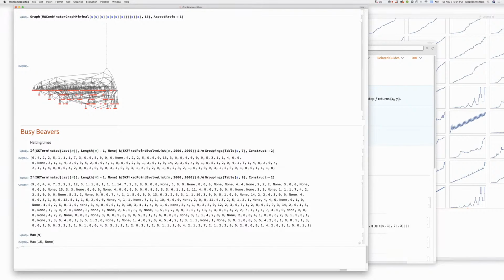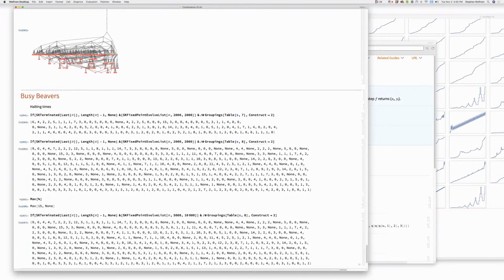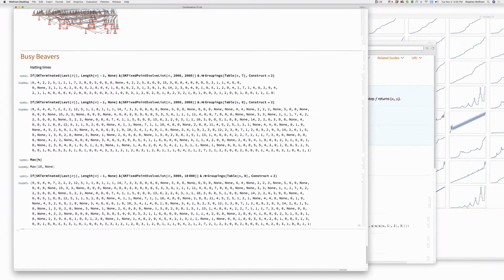And there are a bunch that we think don't halt based on the 2000 step criterion, which may not be the best criterion. We may have to go further to find the right criterion. So let's try going further: if they're going to halt, let's limit that at 5,000, and let's limit this at 10,000 steps. Okay, now let's say max of that again. We're still at 15, so nothing more halted in this case.